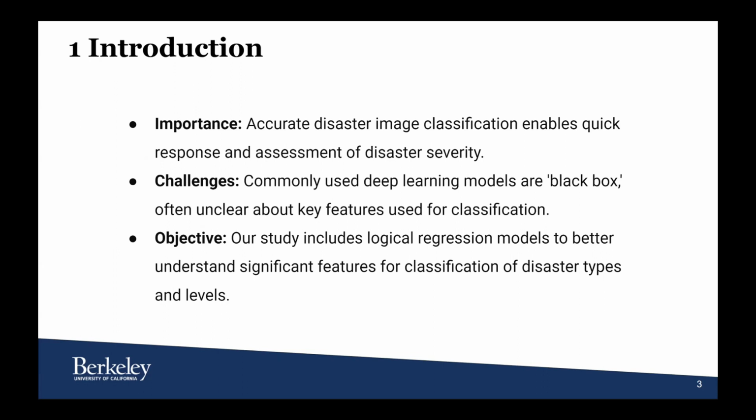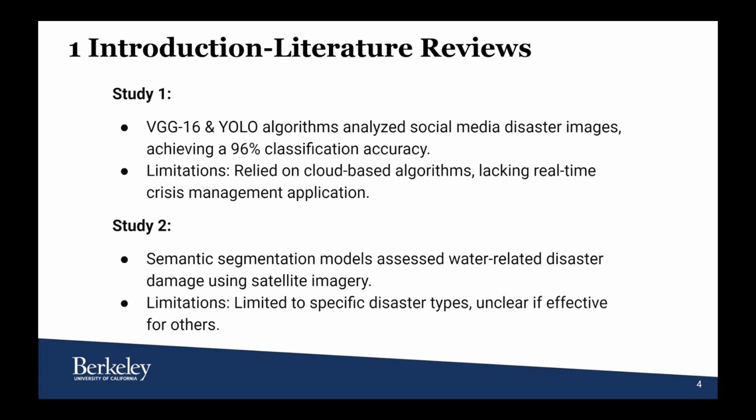Deep learning models, especially convolutional neural networks, also called CNNs, are widely used to classify disaster images. While powerful, these models often function as black boxes, recognizing image features without manual input. There are some studies related to our topic.